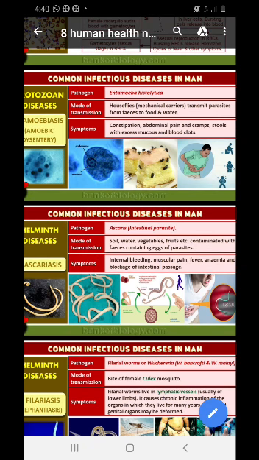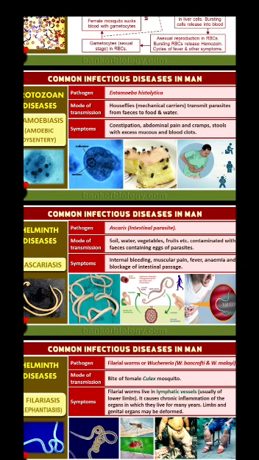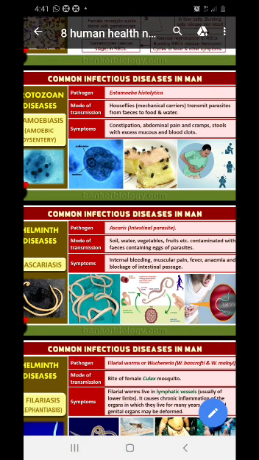And who contaminates the food mainly? The houseflies, which transmit the parasite from the feces to the food and water. And what are the common symptoms of this amoebiasis? Constipation, abdominal pain and cramps, stool with excess mucus and blood clot. That's one of the symptoms: stool with excess mucus and blood.